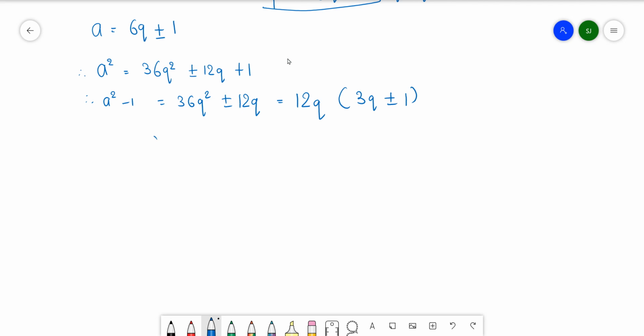So I know, based on the given condition, my a square minus 1 will be of the form 12q times 3q plus or minus 1, right? Okay. So now I just see this problem.